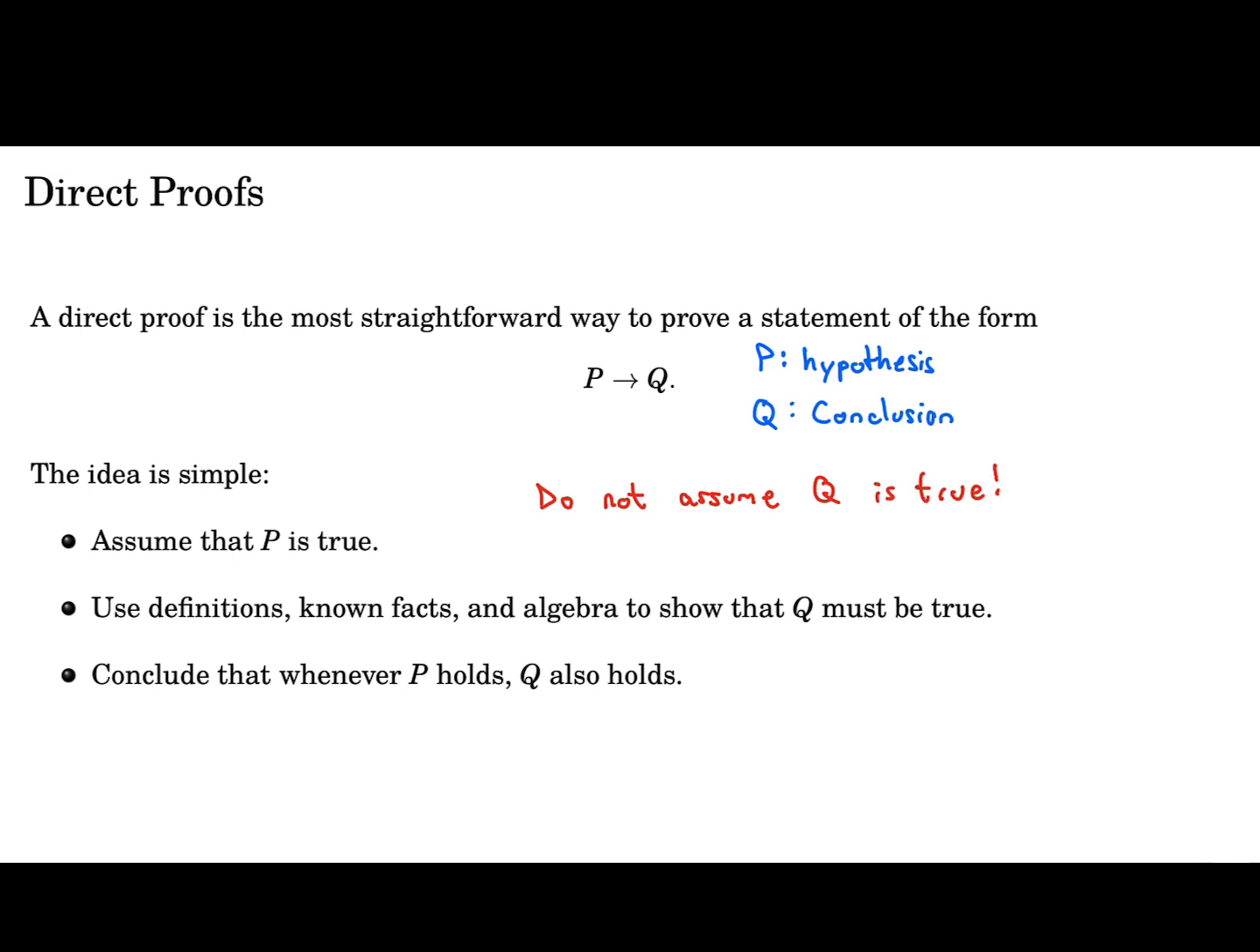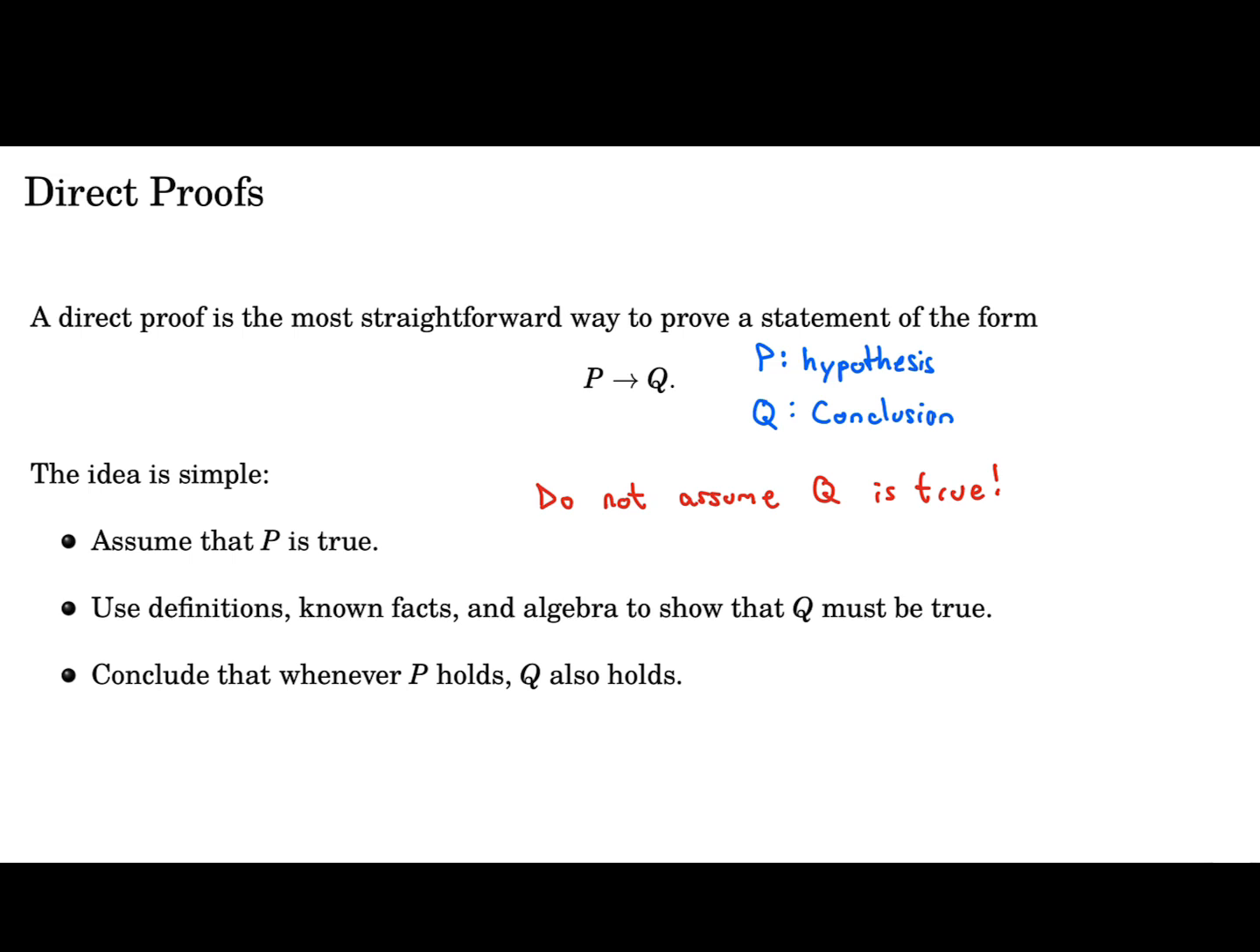Remember, you want to prove that Q is true. You want to assume P and show that if P is true, then you get that Q is true. So you cannot at any moment just assume Q is true. If you assume Q is true, then of course Q will be true, so there's no proof. But be careful, this is a very common mistake. So do not assume the conclusion. We are trying to prove Q, so we are not allowed to start by assuming Q is true.